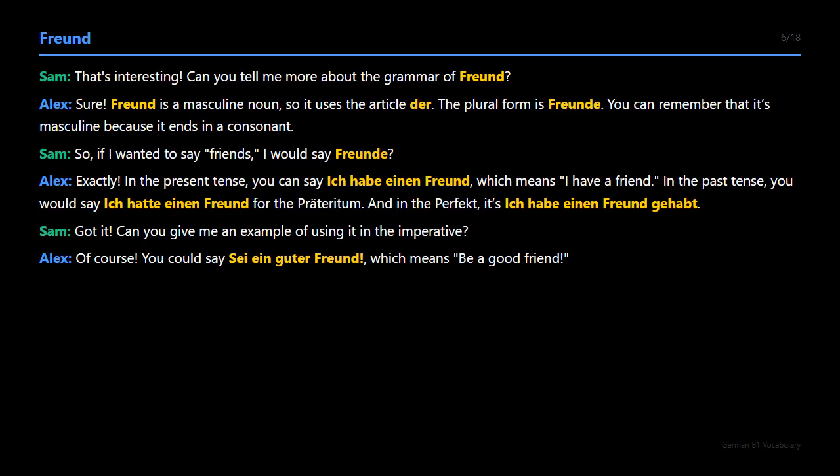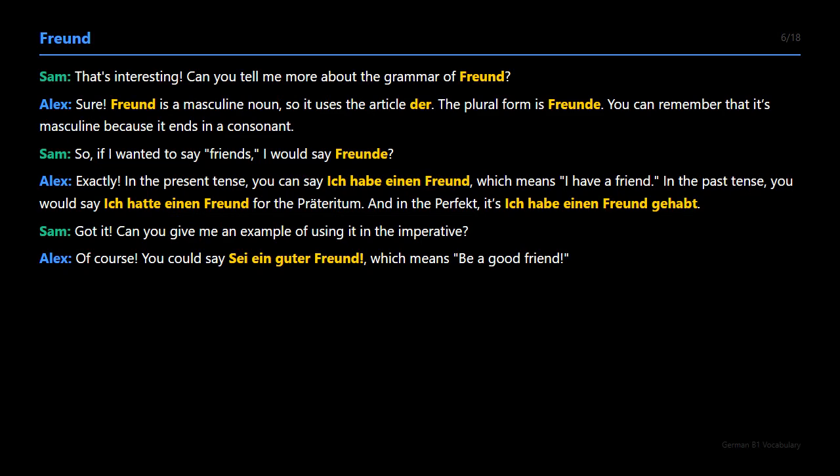Exactly. In the present tense, you can say Ich habe einen Freund, which means I have a friend. In the past tense, you would say Ich hatte einen Freund for the Präteritum. And in the perfect, it's Ich habe einen Freund gehabt. Got it. Can you give me an example of using it in the imperative? Of course. You could say Sei ein guter Freund, which means be a good friend.